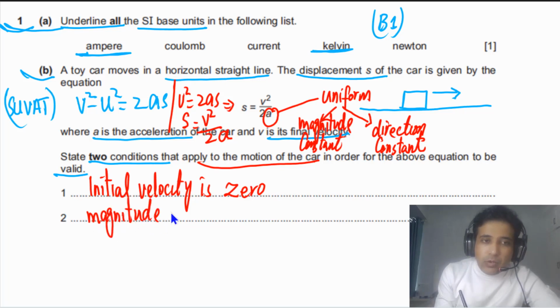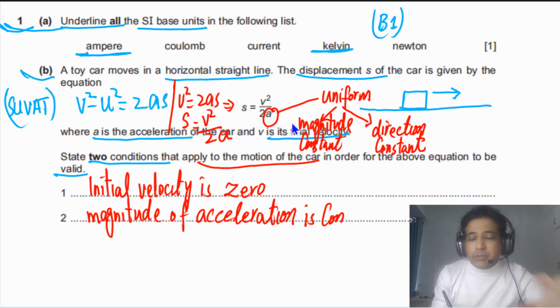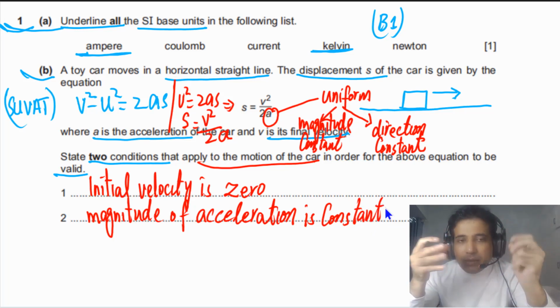Magnitude of acceleration of the car has to be constant. So you can say the magnitude of acceleration is constant, then we can use this equation for the motion of the car. I mean, this equation can describe the motion of the car. So you need to understand the whole physics, not just part of that.